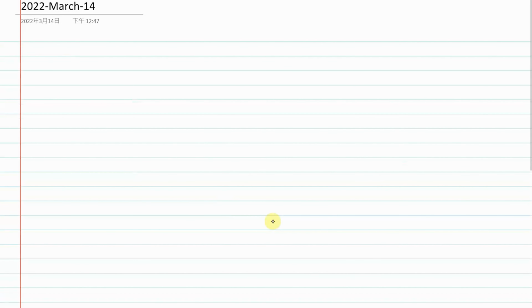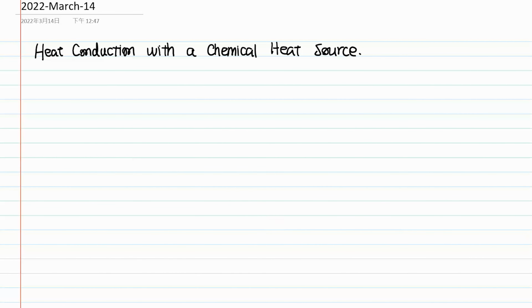To continue our discussion on the shell energy balance, let's take a look at another example, which is heat conduction with a chemical heat source. So we'll have heat conduction. Let's say you have a packed bed plug flow reactor that looks like the following.